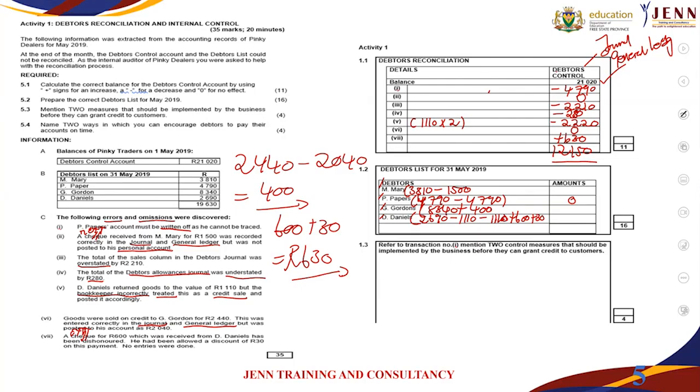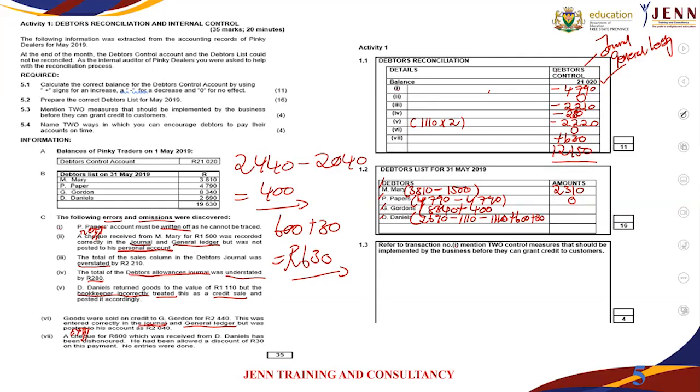Do we agree that the balance that we got on the debtors control must be the same as the balance on the debtors list? You remember I explained the concept earlier, but let's see if that is going to be the case. When we get to the debtors list, all we can think of now is to close the bracket. So we start with Mary. We close the bracket and do the calculations: 3810 minus 1.5, which will add up to 2,310. If you disagree, I will see by show of hands.